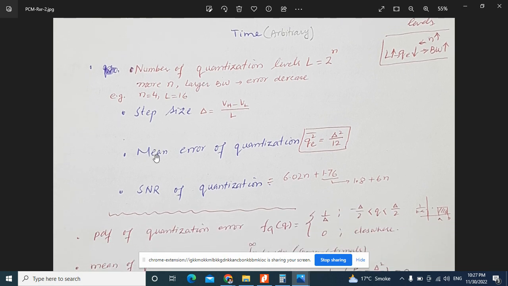The other point is the mean square error of quantization. That is QE square, which we have already derived in our previous lecture, that QE square is equal to delta square divided by 12. If you want to understand this derivation, you need to see our previous lecture so that you can easily understand this equation. Another component is the SNR of quantization.